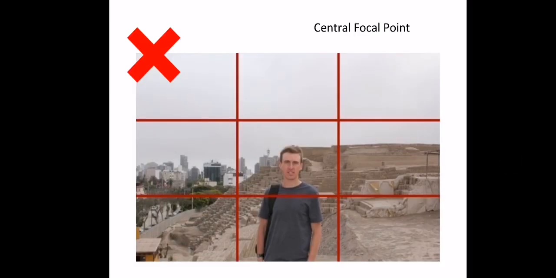This is an example, I think, of a bad photo. So central position of the person, they're right in the middle of the shot. And really, we don't know where our eye wants to go. Do we look straight at him? Do we look to the left? Do we look to the right? This does not use the rule of thirds.